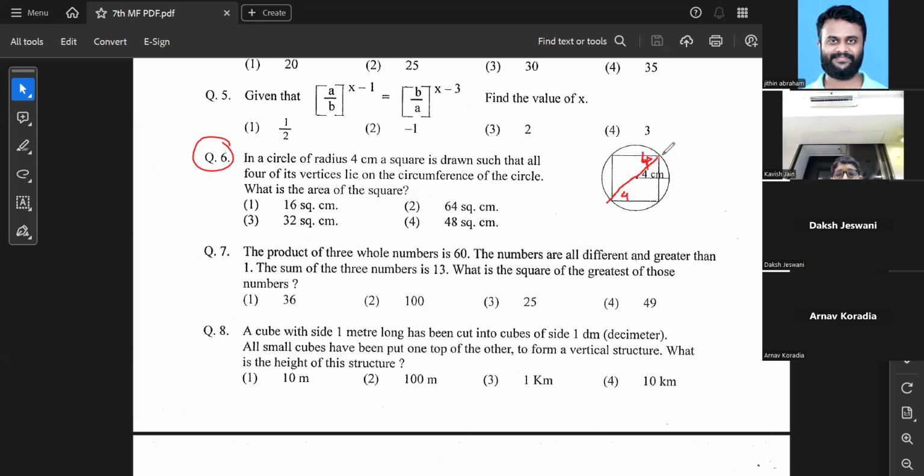Now if you observe this big segment, 4 plus 4, 8, is basically the diagonal of the square. Indirectly, they have said the diagonal is 8. If you wish to find the area, instead of diagonal, you'll write root 2 multiplied by side is equal to 8. That will give you side is equal to 8 upon root 2. The area is side square, which is 8 into 8, 64 upon root 2 squared, which is 2. That will give you 32. That's your answer.